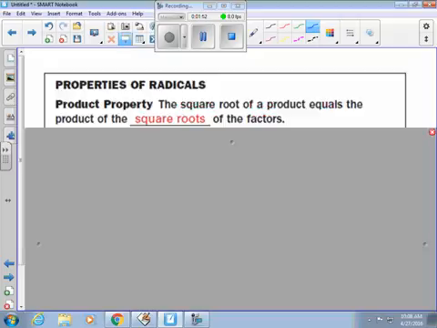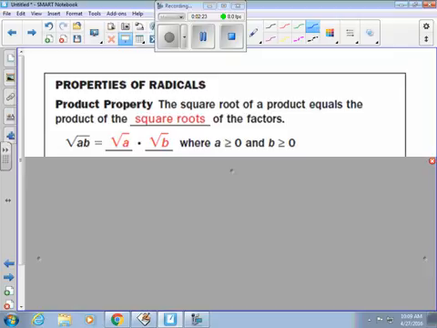Here are your properties of radicals. One of them involves multiplication. The other one involves division. So what it says is the square root of a product equals the product of the square roots of the factors. So what this is saying is the number 10 is the same thing as 5 times 2. It's saying that you could separate any number you want into 2 of its products. That's why it's the product property. The example that goes along with it is the square root of a times b. That can be separated into the square root of a times the square root of b.